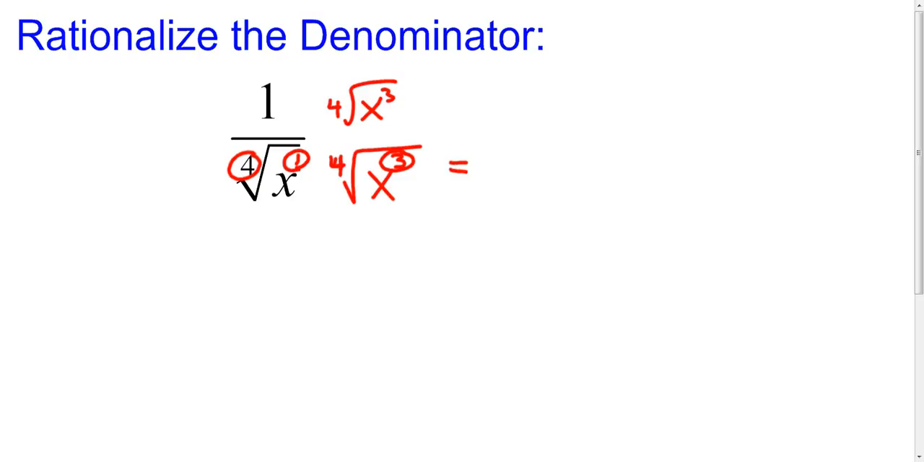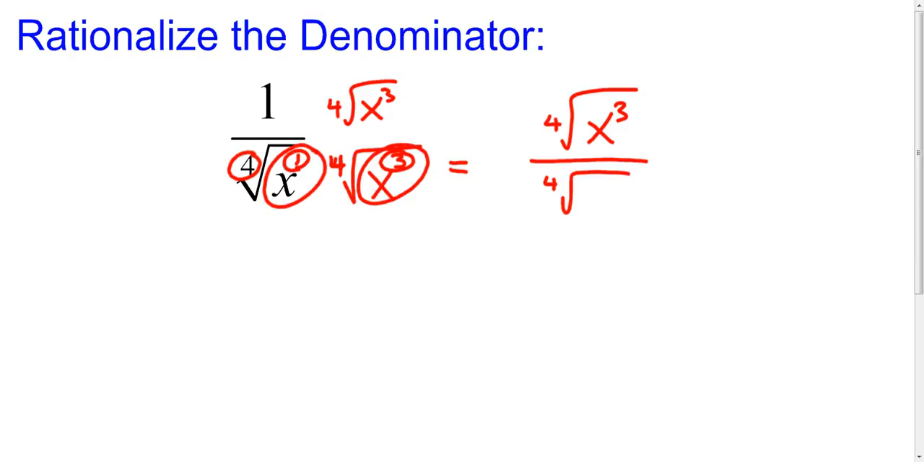1 times the fourth root of x cubed is just the fourth root of x cubed. On the bottom, I now have the fourth root of x to the fourth because I have x to the 1 here and x to the 3 here. So this becomes x to the fourth here. And then, of course, these will undo itself so that you don't have a radical in the denominator.